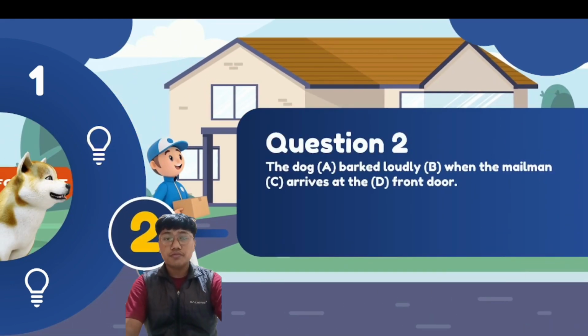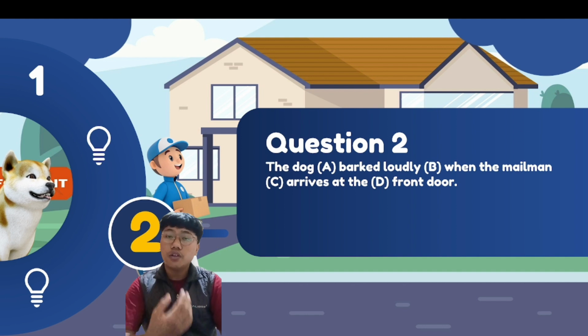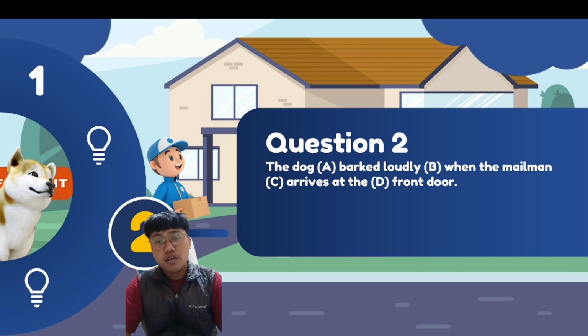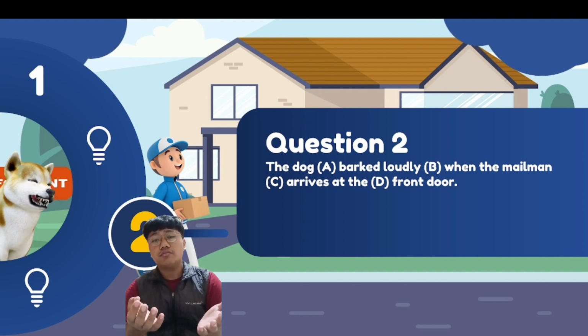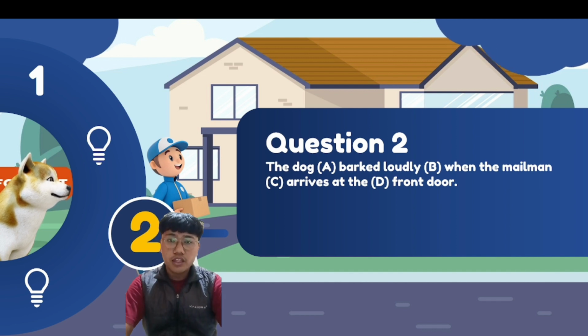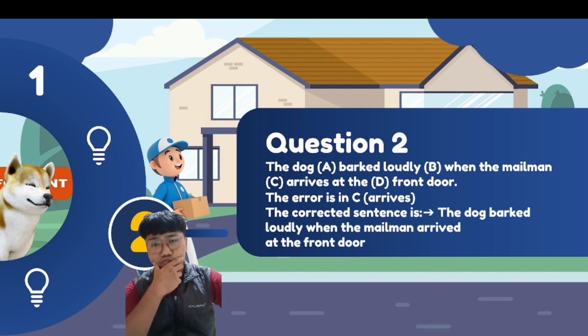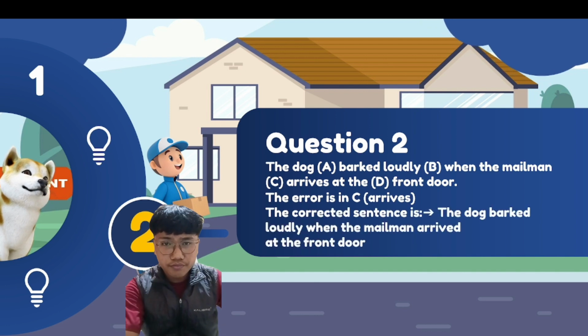Question number 2. The dog barks loudly when the mailman arrives at the front door. Which one do you think is the error? That's correct. The error is in C. But why is that? Let's take a look.